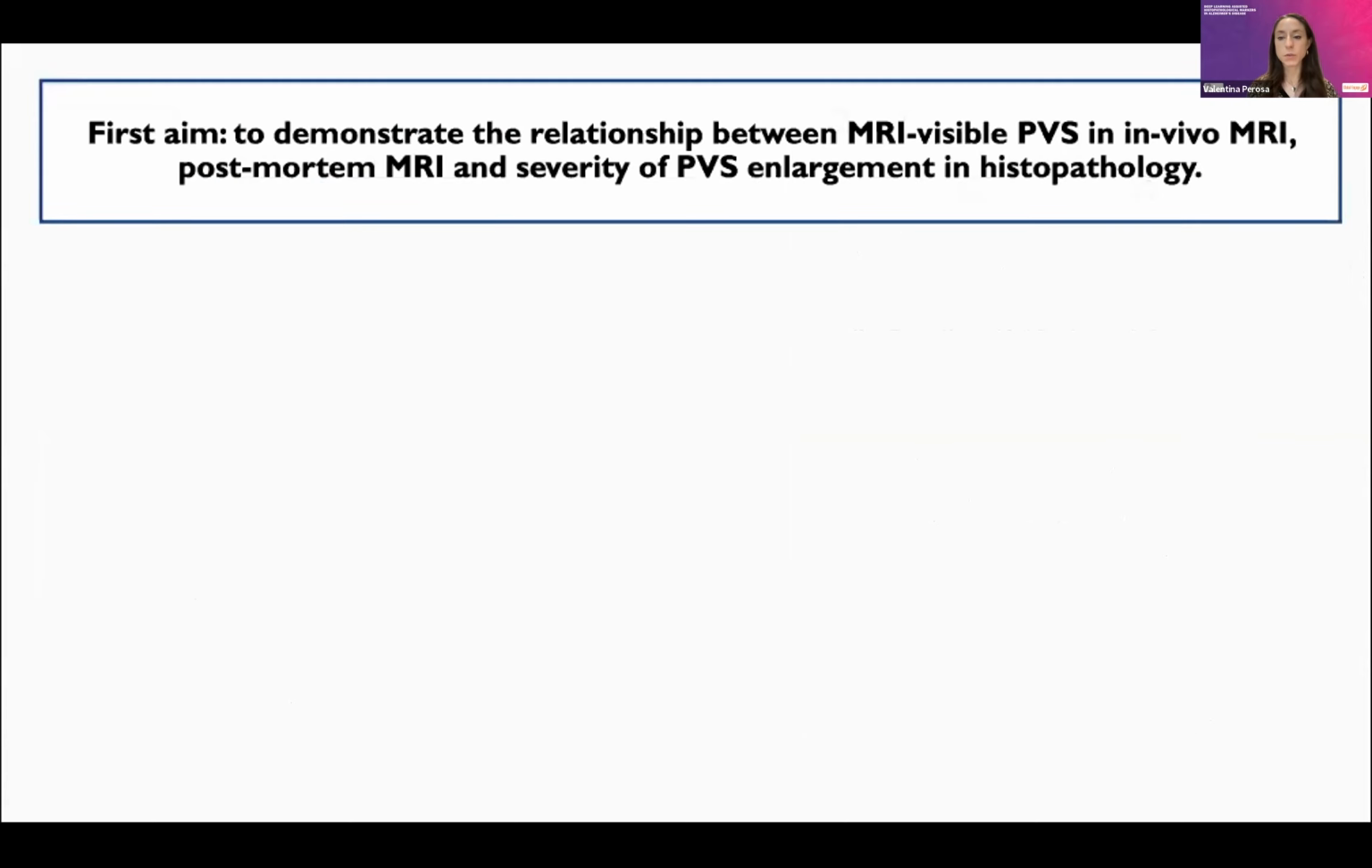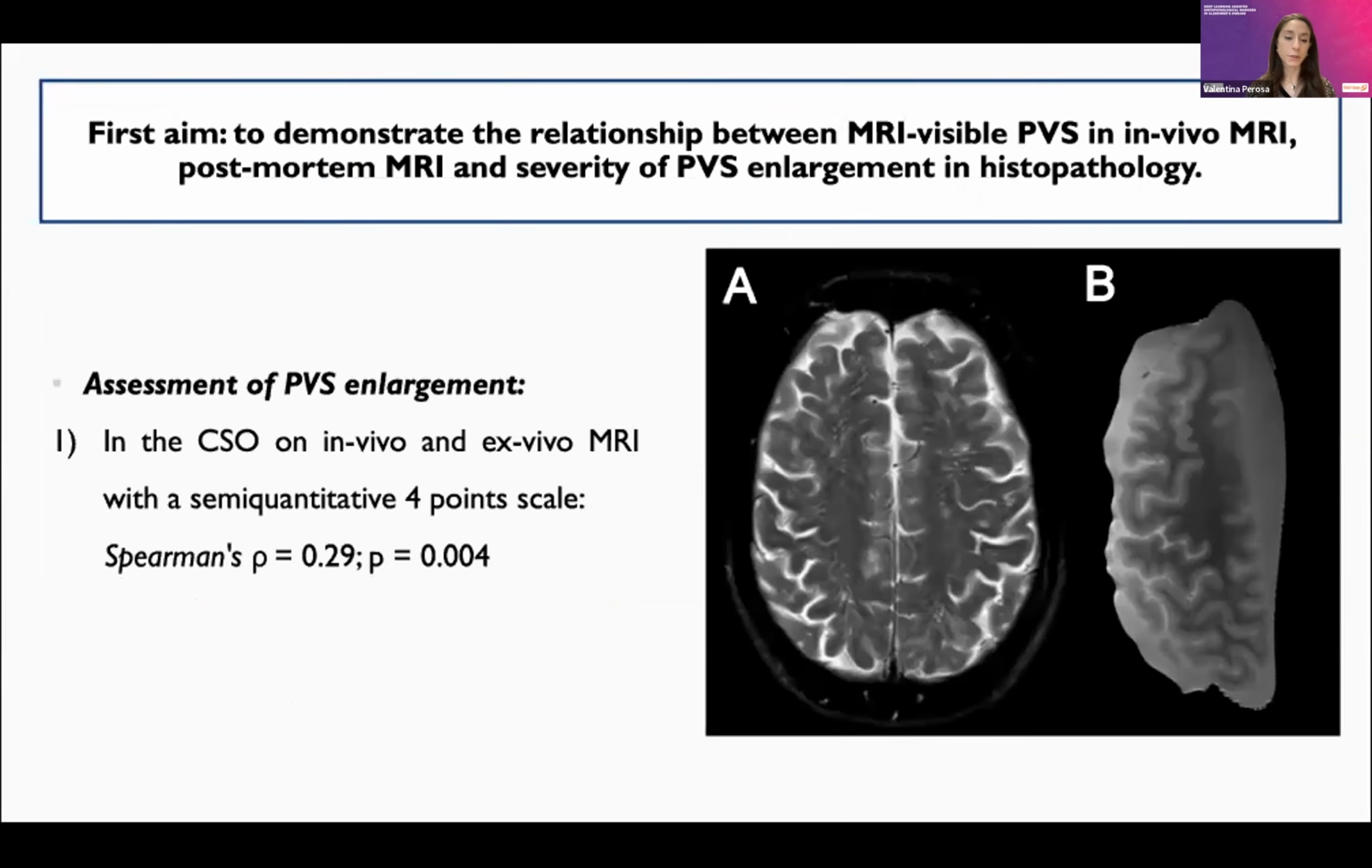And the first aim was to demonstrate the relationship between MRI visible perivascular spaces on in vivo MRI and post-mortem perivascular spaces enlargement. So between the MRI scanned during life and what we scanned after. And we could see in this case also that the severity of the enlargement on in vivo MRI very well correlated with the severity of the enlargement on ex vivo MRI. And this can sound very trivial, but had not been done before.